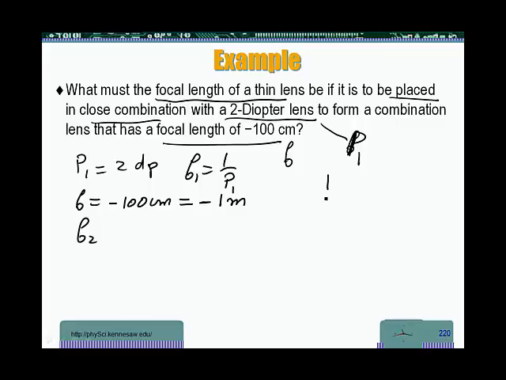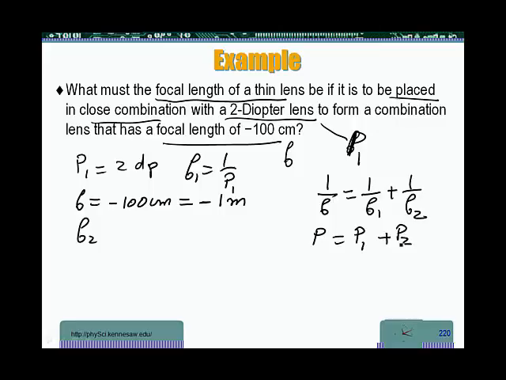Now, the relationship between the lenses, we know, is 1 over f equals 1 over f1 plus 1 over f2. So it makes sense that we use the diopters, since everything is inverted already. That means the power of the overall lens should be P1 plus P2.